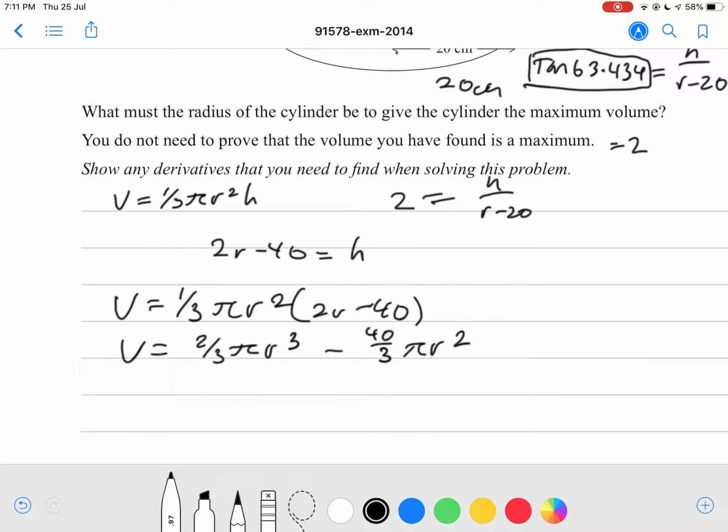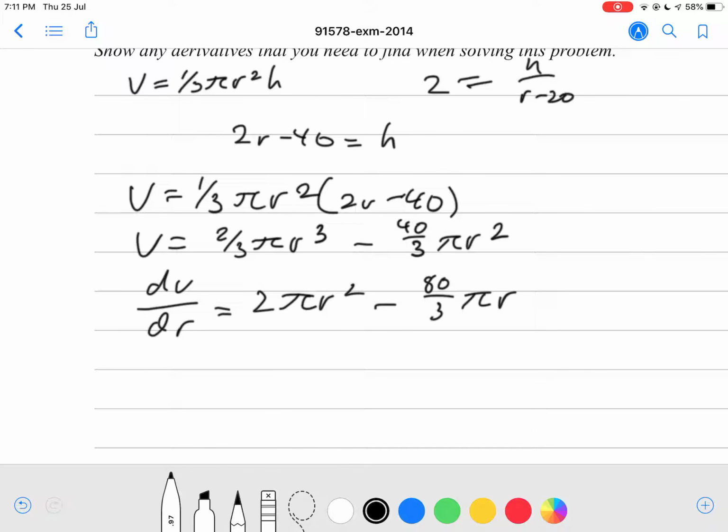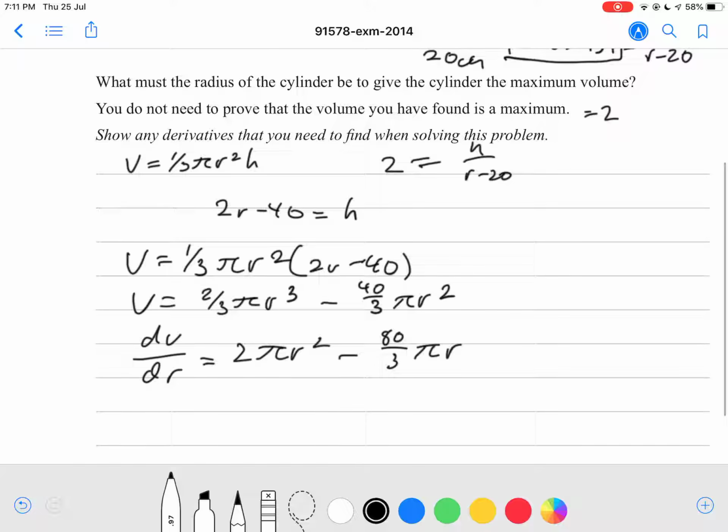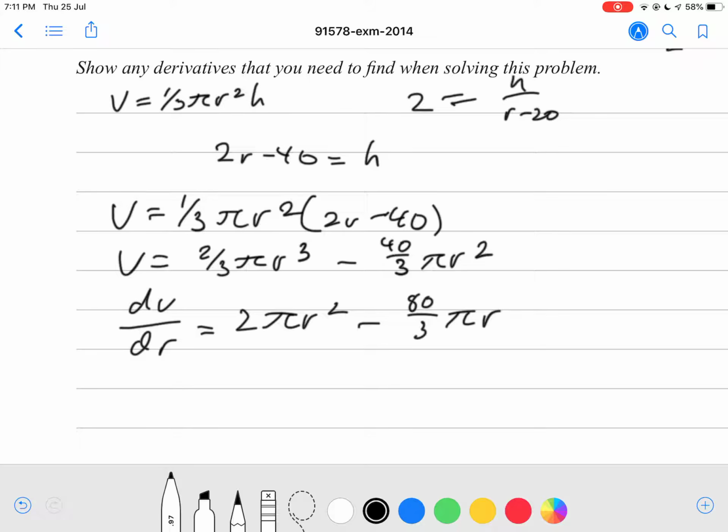We need to find dv over dr in order to find our derivative. So dv over dr equals 2/3 times 3, that's 6 over 3, so that's 2 pi r squared, minus 2 times the 40 over 3, that's 80 over 3 pi r. So dv over dr equals 0 because it's a maximum. Yeah, it's a maximum, so therefore the gradient at that point is 0.